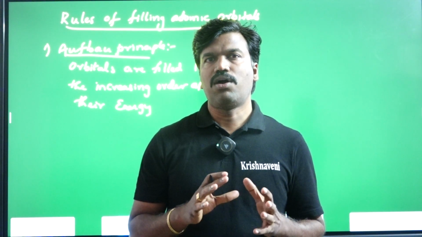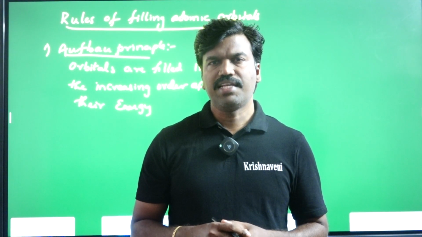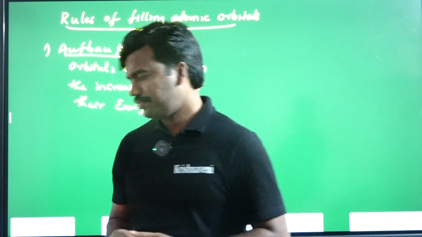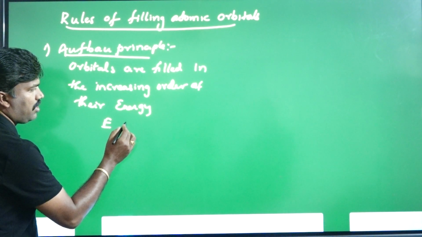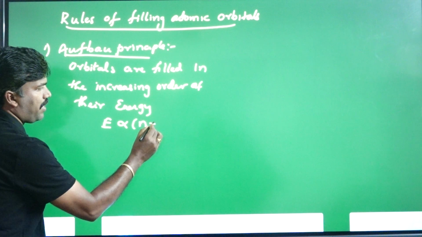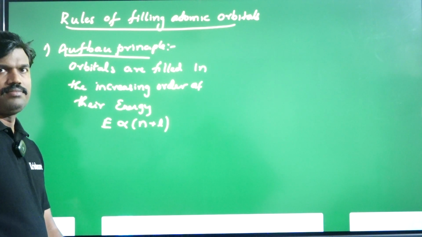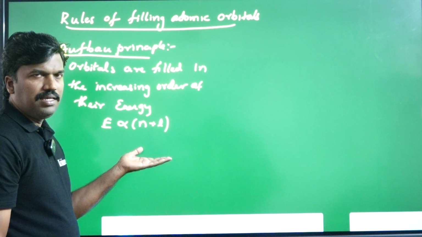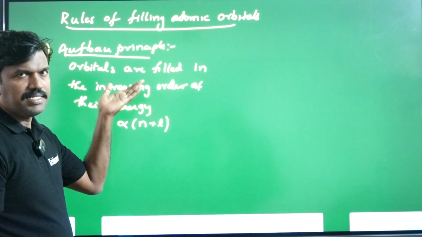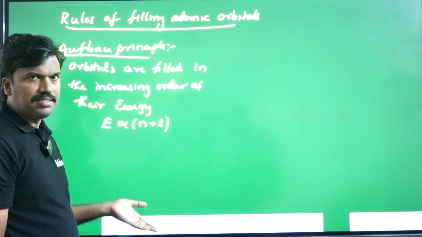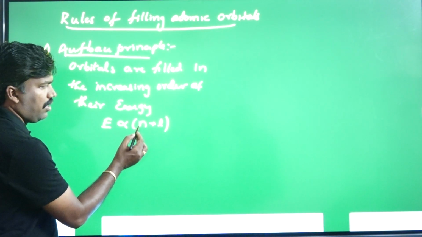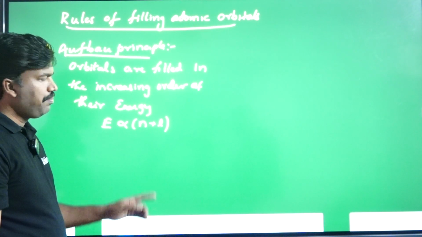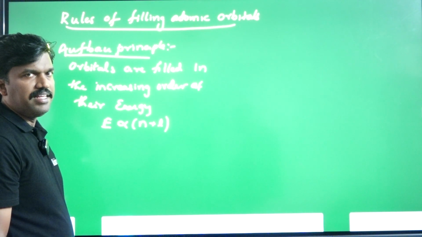Then how to tell the order of increasing energy of orbitals? Energy of orbital is directly proportional to n plus l. If n plus l is high, energy of orbital is high. If n plus l is less, energy of orbital is less. You know very well that n is the principal quantum number, l is the azimuthal quantum number.